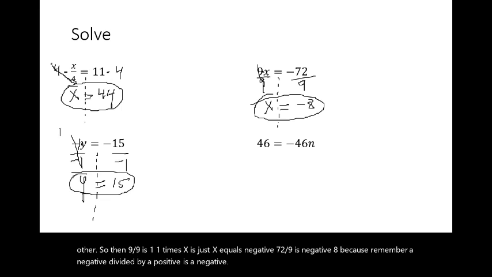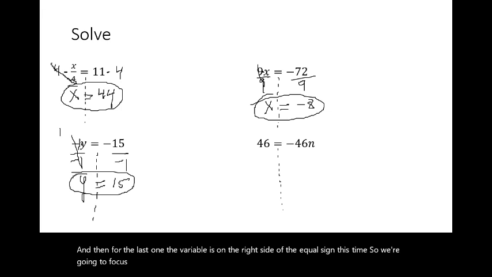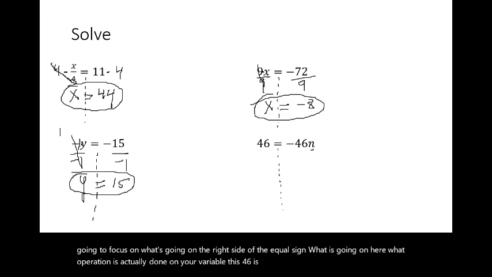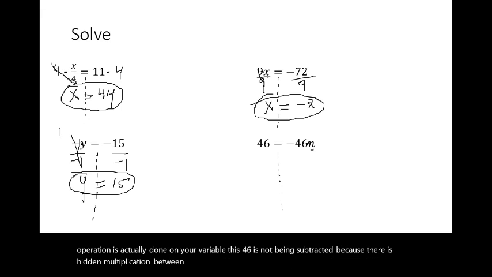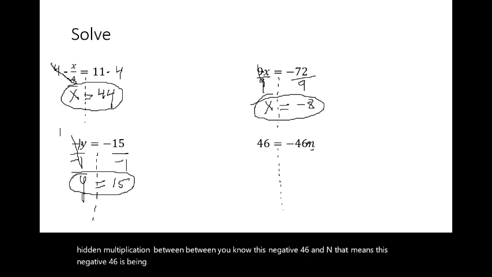And then for the last one, the variable is on the right side of the equal sign this time, so we're going to focus on what's going on the right side of the equal sign. So what is going on here? What operation is actually done on your variable? This 46 is not being subtracted, because there is hidden multiplication between this negative 46 and n. That means this negative 46 is being multiplied by n. So to undo multiplication, you use division.